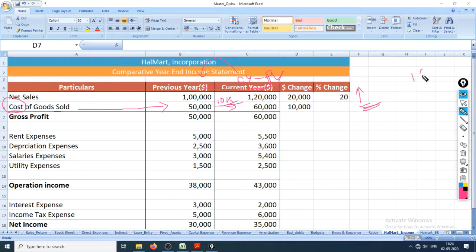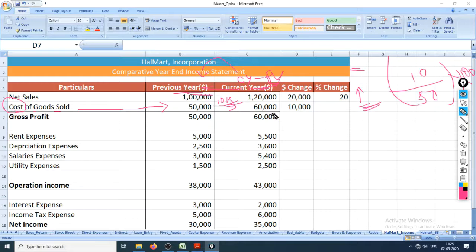Now can you calculate the percentage increase? Well, I can: 10 divided by 50, times 100. Tell me if I am doing it right. So why are we calculating change from the previous year, not from the current year? Because that is the base year, that is the year that we have to compare it with.